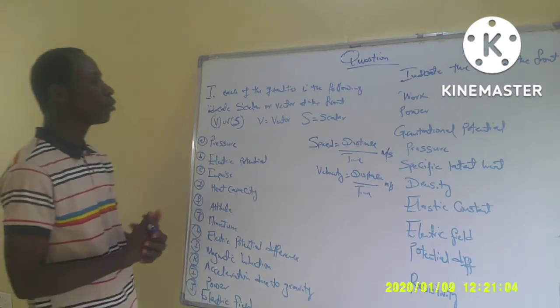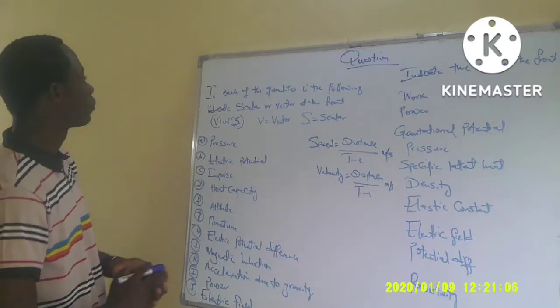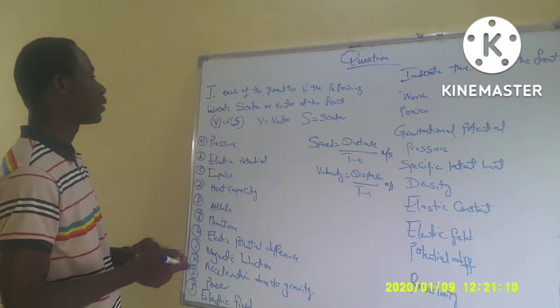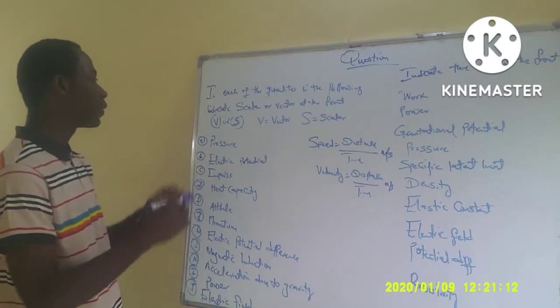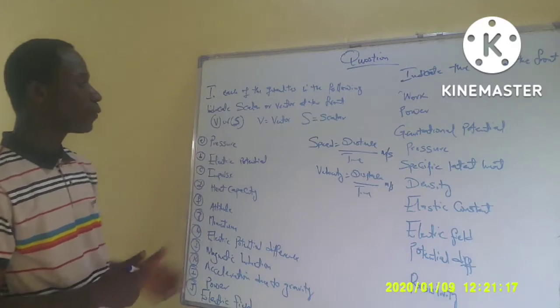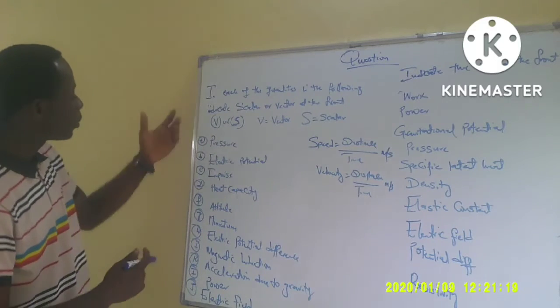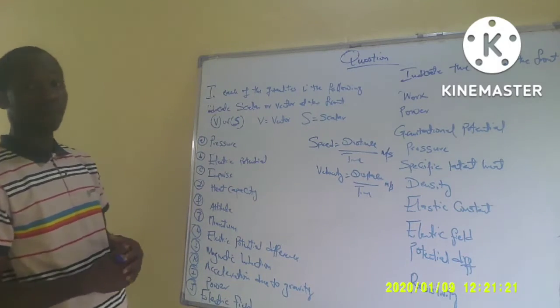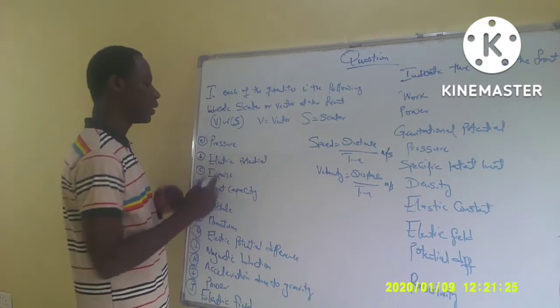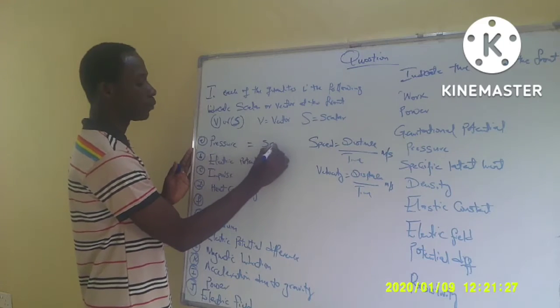Now the question comes to us. For each of the quantities in the following, indicate whether it is scalar or vector at the front: V or X. That is, V stands for vector and X stands for scalar. An example is 1, pressure. Is pressure a scalar or vector quantity? Of course, pressure is a scalar quantity.